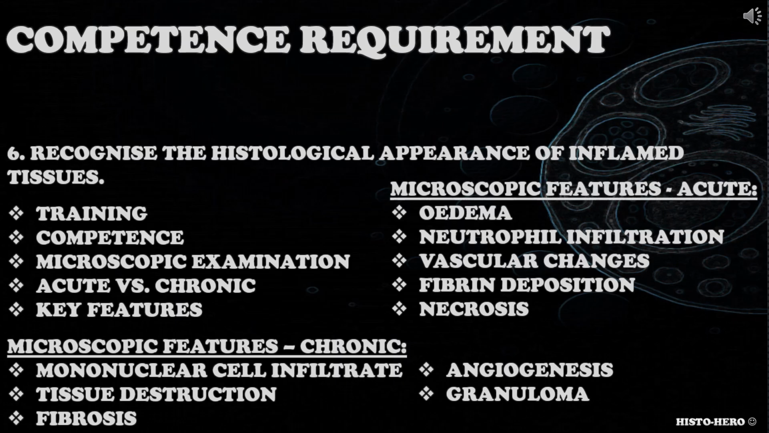When addressing this competence requirement, candidate could consider their training and competence, microscopic examination of tissue, acute versus chronic inflammation, key features of inflamed tissue like presence of neutrophils, vascular changes, edema, or fibrin deposits in acute inflammation. Presence of lymphocytes and plasma cells, repair, granulomas, fibrosis, angiogenesis, and tissue destruction in chronic inflammation.